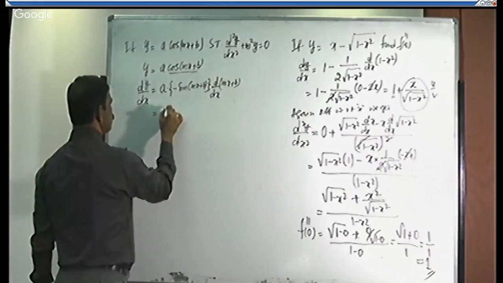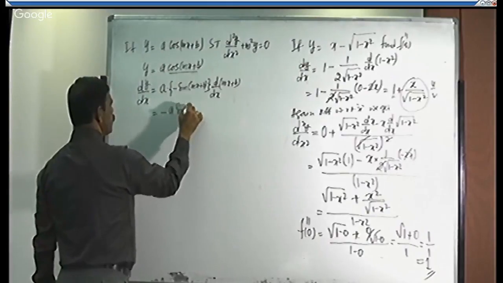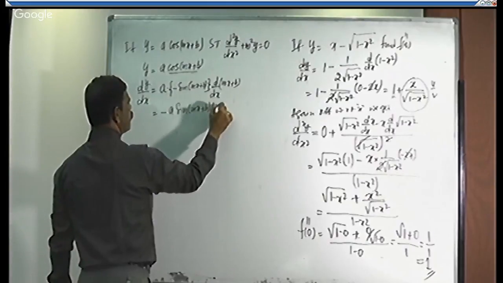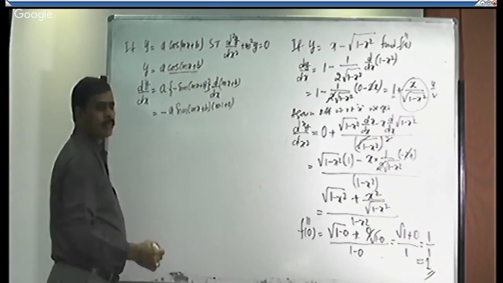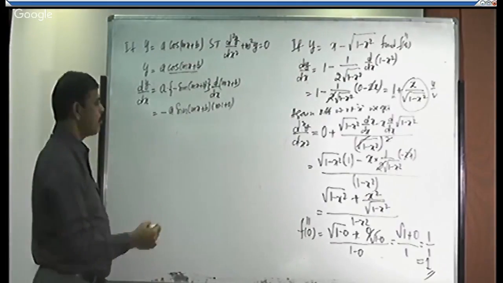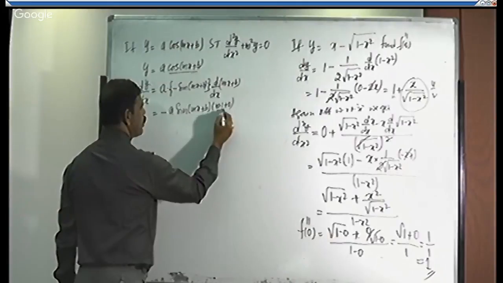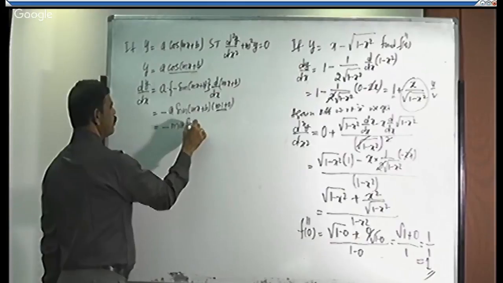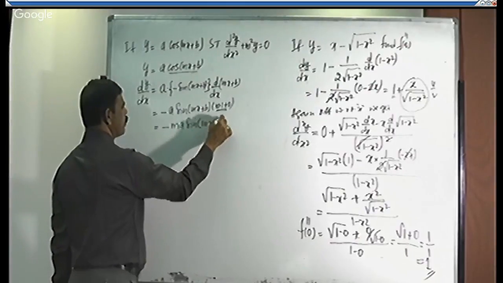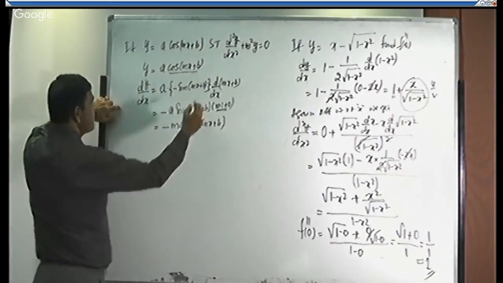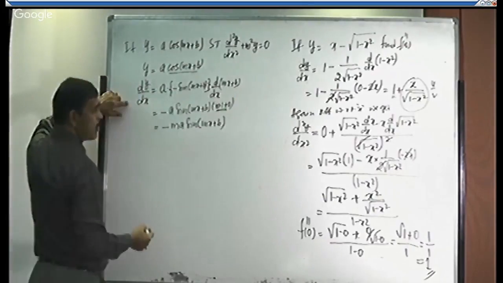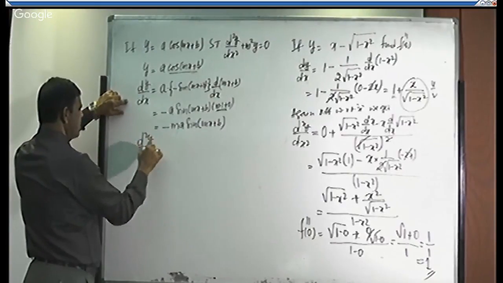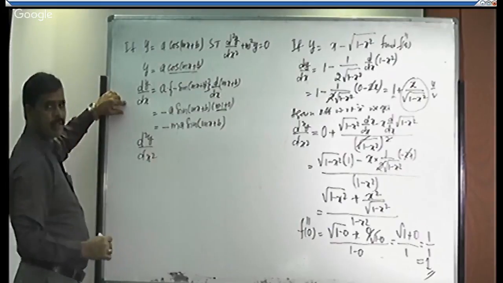That is minus into a into sin of mx plus b into differentiation of mx, m into 1 plus 0. M into 1 is m, plus 0 is m only. I will take it like this: minus m a into sin of mx plus b. I need d square y by dx square, correct? The equation is in d square y by dx square, therefore go for second order differentiation. Again, if it is differentiated, you will get d square y by dx square.